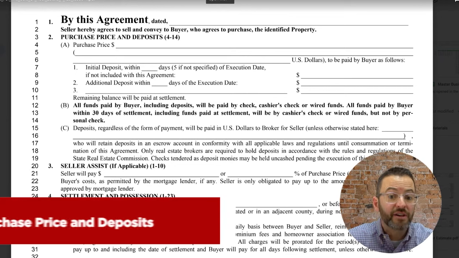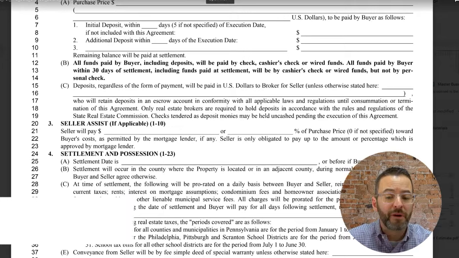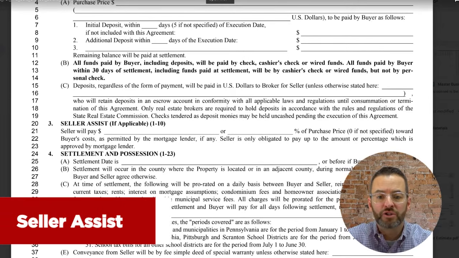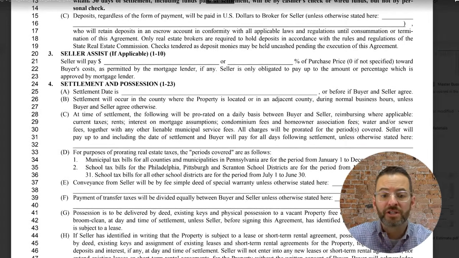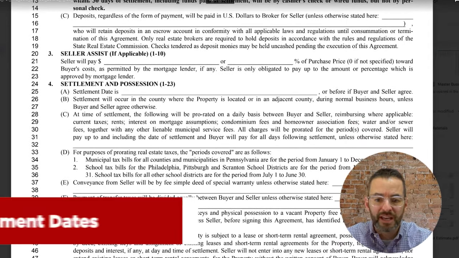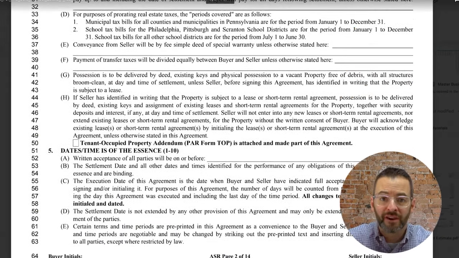The next page of the agreement identifies the amount that's being offered on the home, how much the buyer is willing to put up as a deposit, when that deposit is due, and if there are one or multiple deposits involved. It notes whether the buyer is asking for the seller to contribute any money towards the buyer's closing costs, or what we call a seller's assist. And the rest of the page details the proposed settlement date and the time frame in which the seller has to respond to the offer.